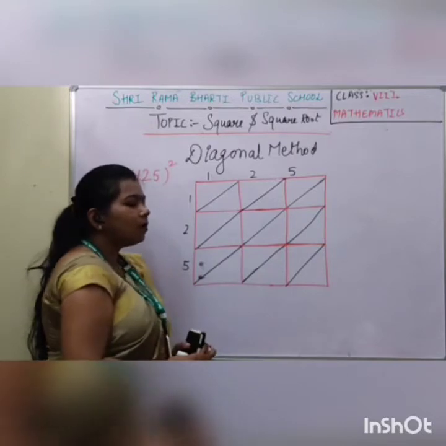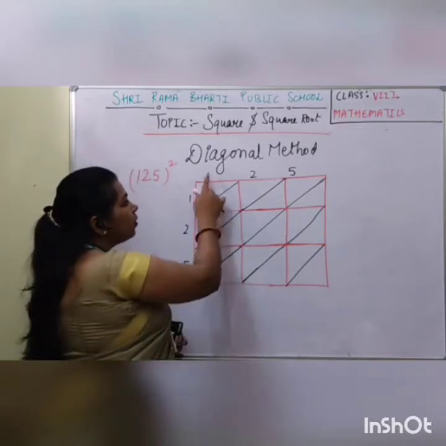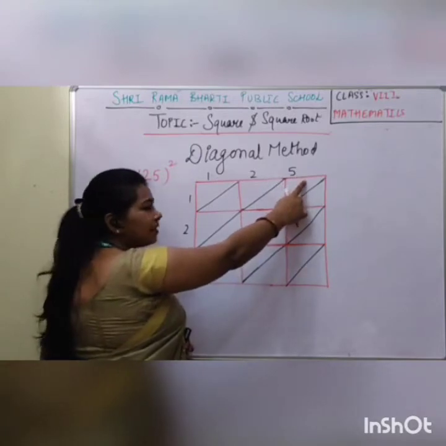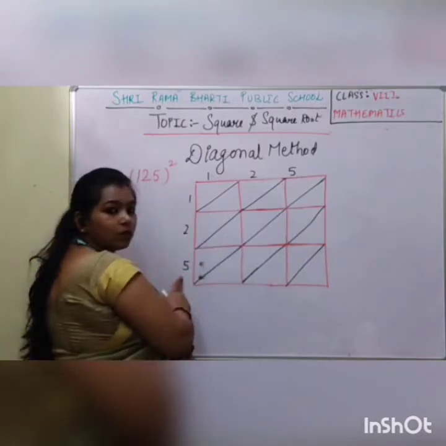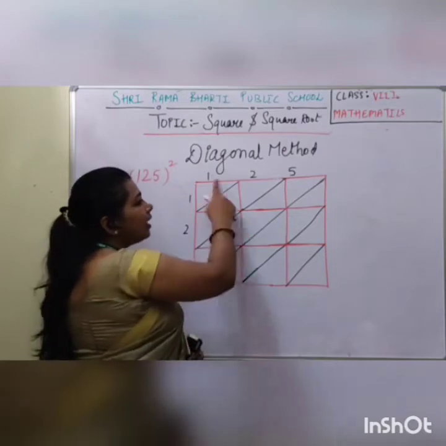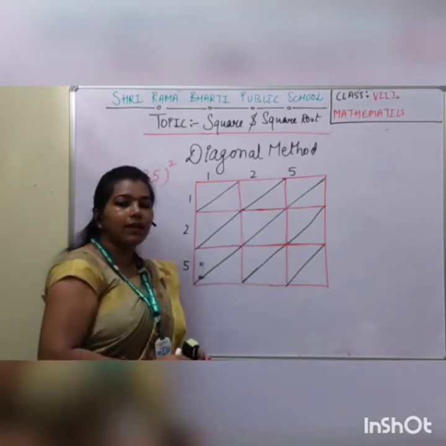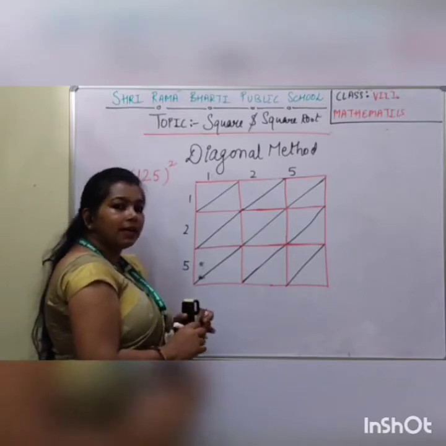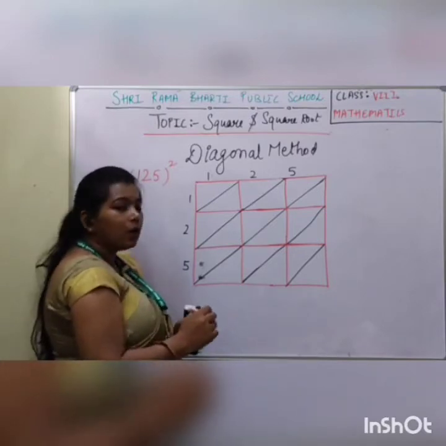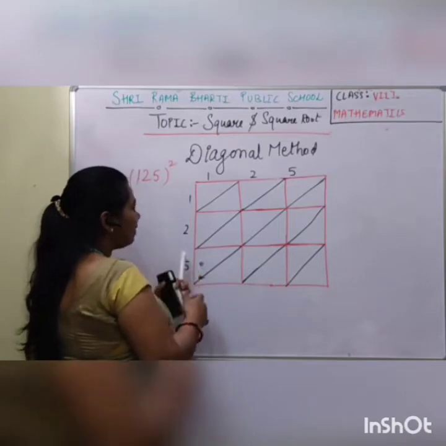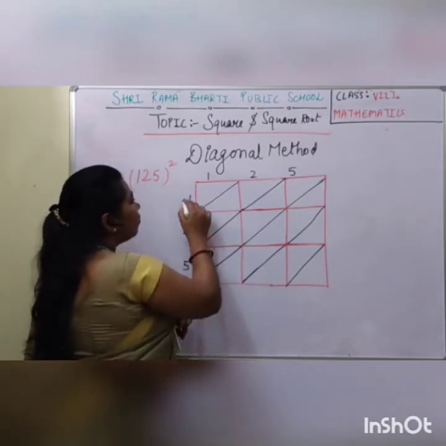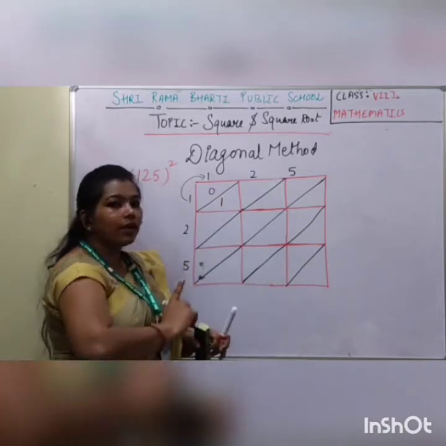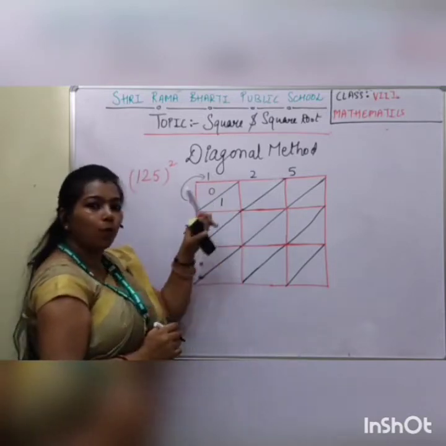Right? Now, we will write the number 125 outside the boxes, vertically also and horizontally also, the same number. Right? Now, we will start multiplying the numbers. How? Just see. First of all, we will multiply 1 by 1. It will be 1, but we will not write only 1. What we will write? 0, 1.